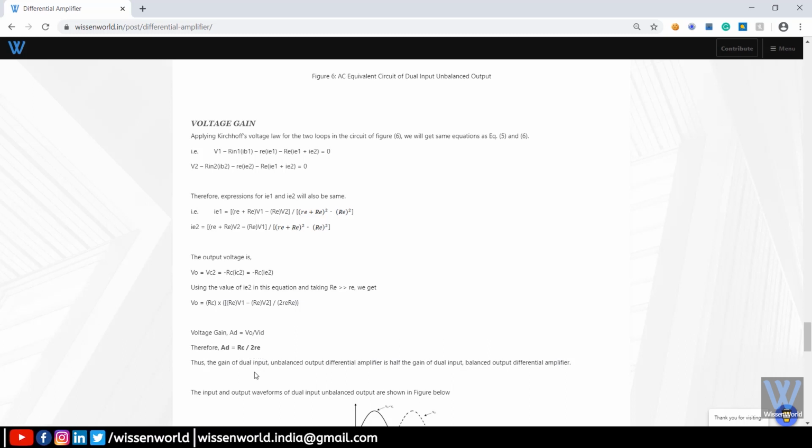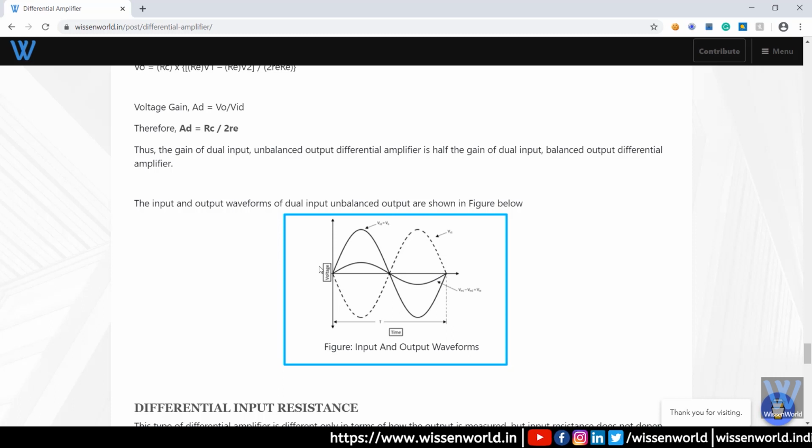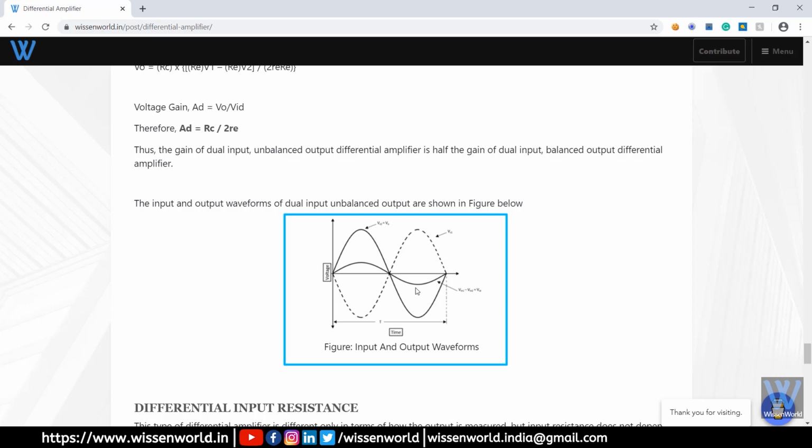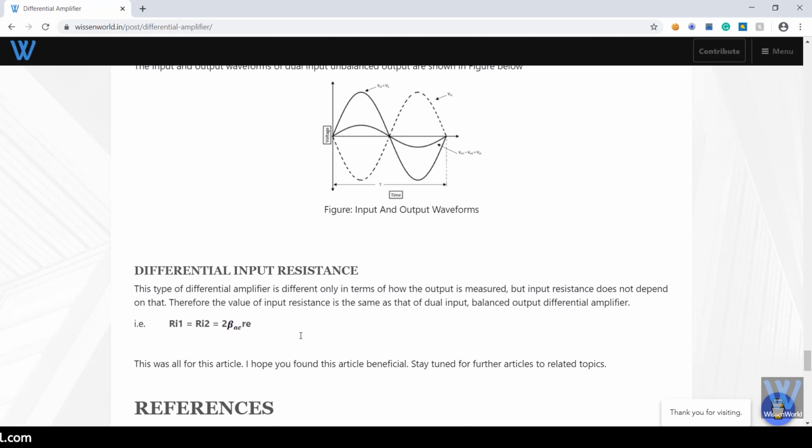Rc upon 2Re. So the gain of the dual input unbalanced output differential amplifier is half the gain of the dual input balanced output differential amplifier. Now you can see here, this is our input waveform and this amplified one is our output waveform. Now if we take the output across the collector of the other transistor, then the output will look like this dotted one.